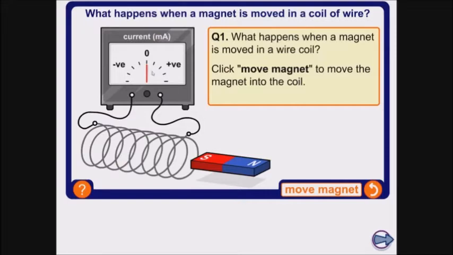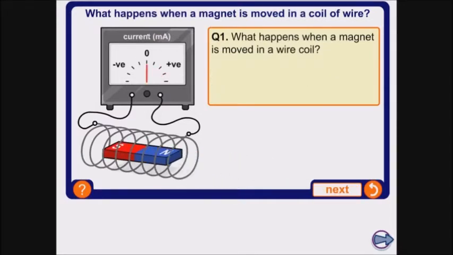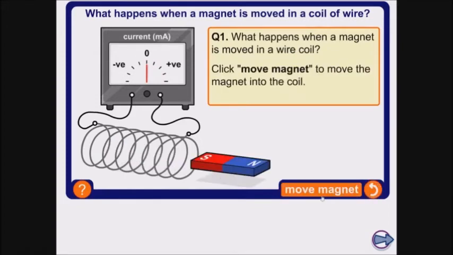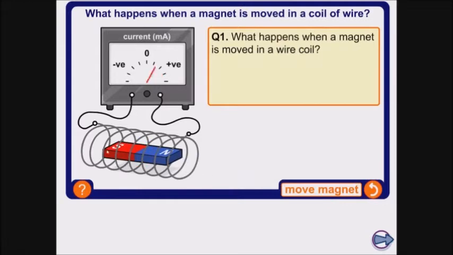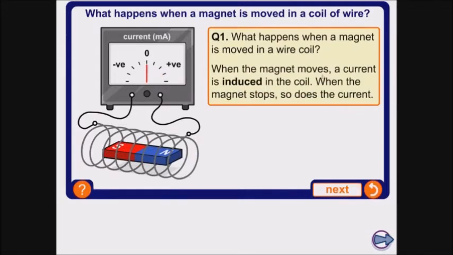Well, this is the whole idea of induction. If we have a magnet and a coil of wire, and we move the magnet into the coil of wire, then you can see on our milliammeter we generate an electric current. If I just do that again, when there's movement we generate an electric current. Now as soon as the magnet stops, the current stops.